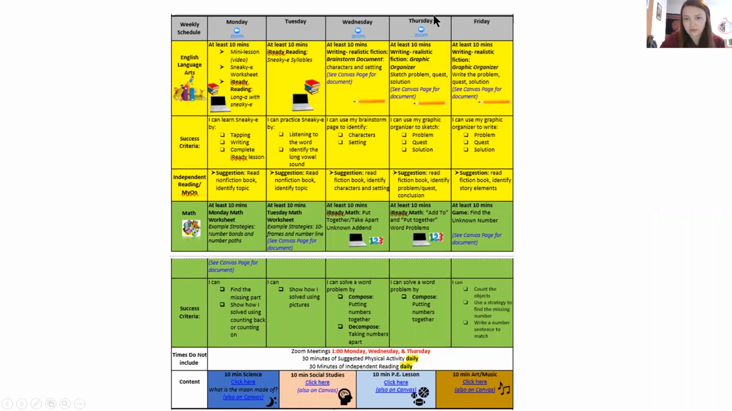So as always, you can find a brief description of each lesson on our Canvas page in the weekly agenda, and we'll start off with English Language Arts today.